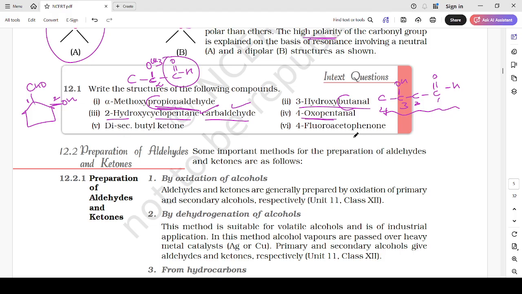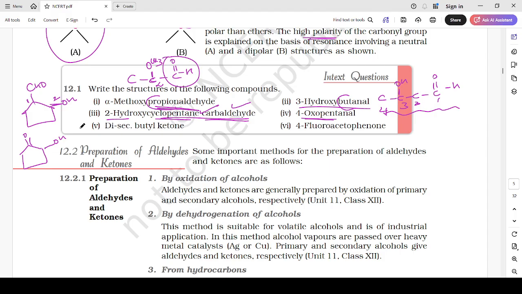I have a doubt: if the aldehyde was directly connected to the cyclopentane, what would it be named? Cyclopentane carbaldehyde, that is its IUPAC name. But what if it was directly connected to the carbon of the cyclopentane, would the name be different? It will be cyclopentanone.